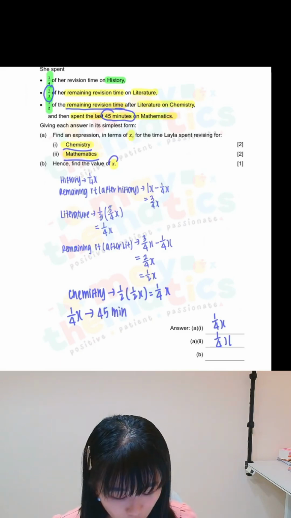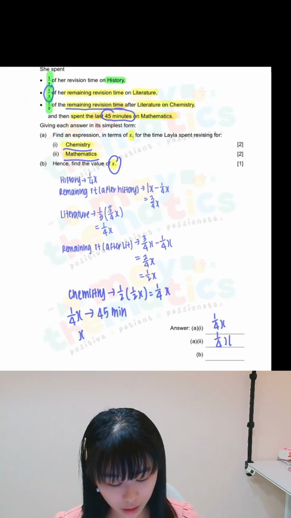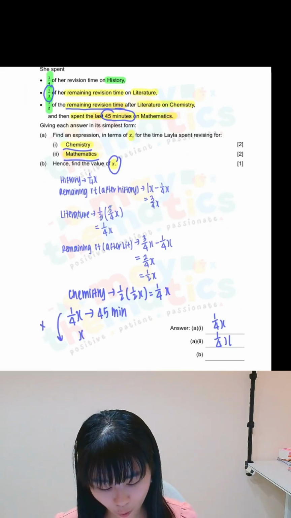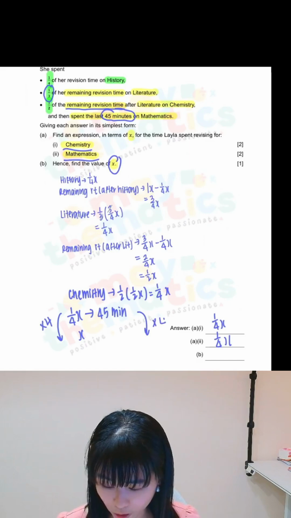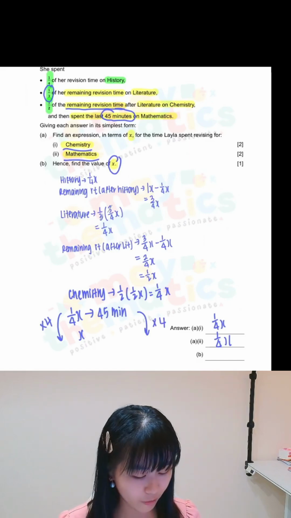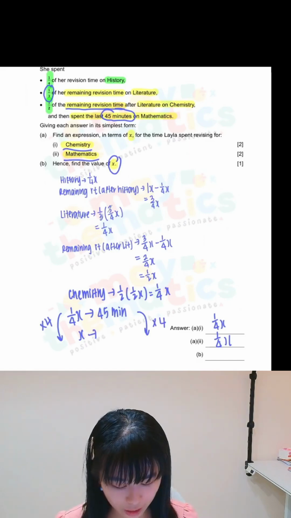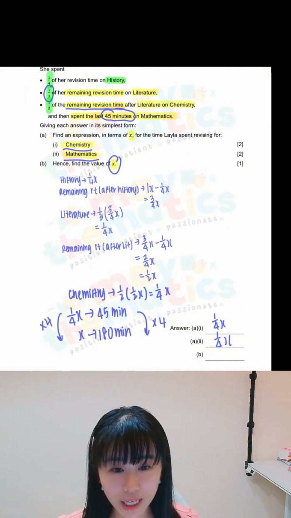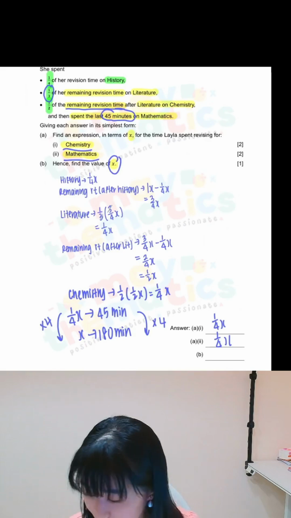So to find your value x, from 1/4 to 1x, you will times 4. So you times 4 here. So 45 times 4, you will get 180 minutes. Okay, they never ask you to find in hour, right?